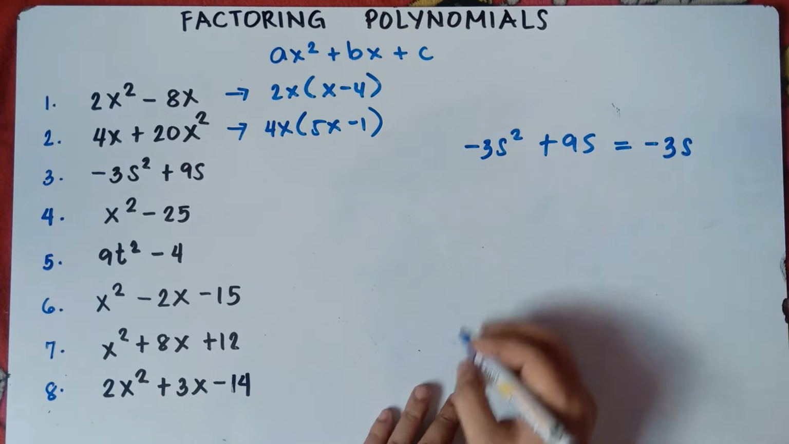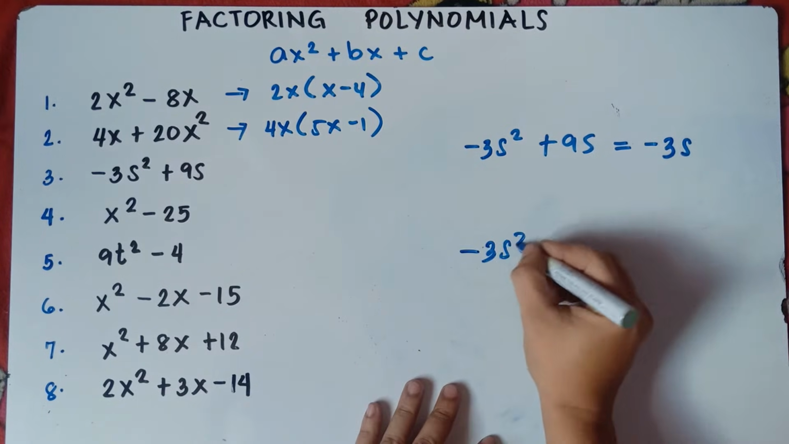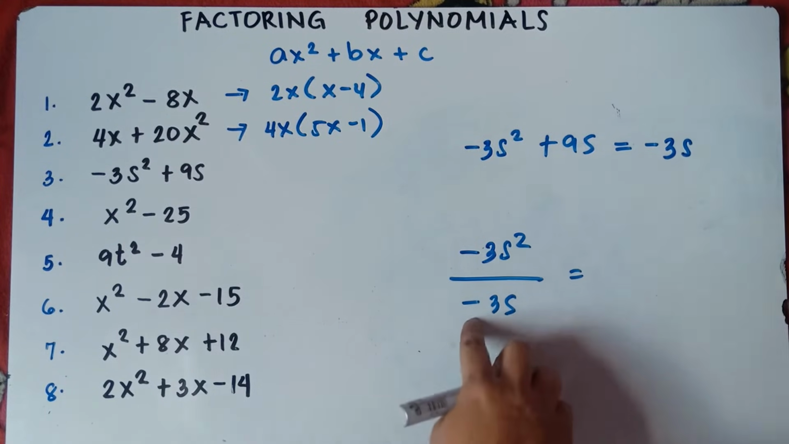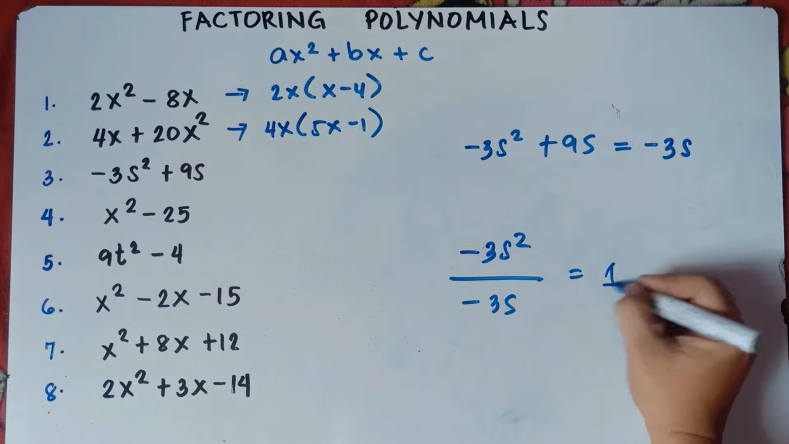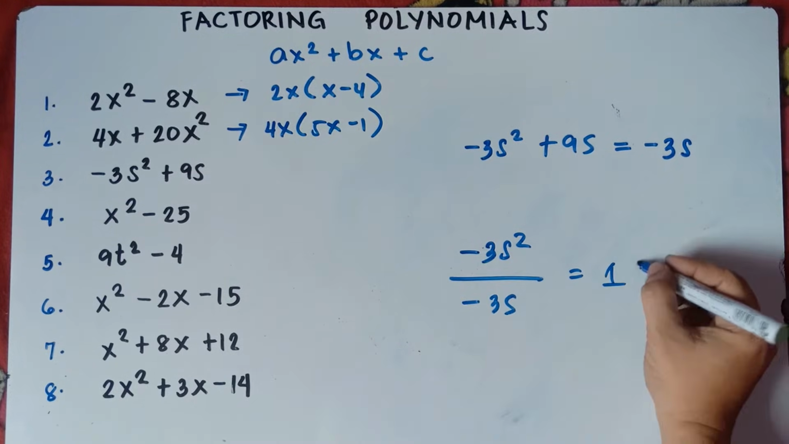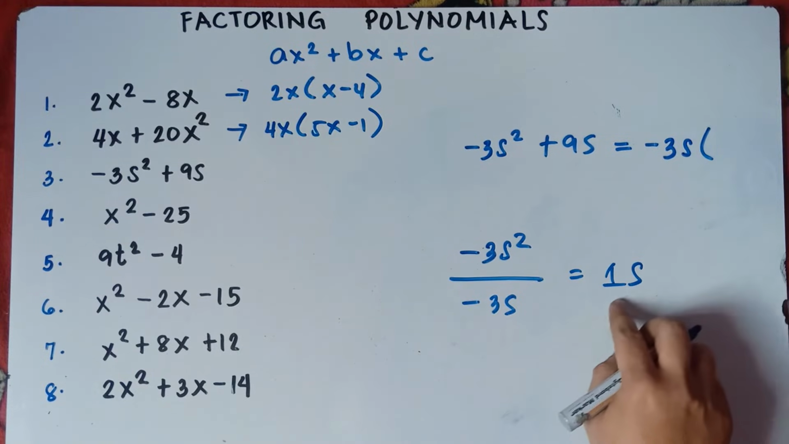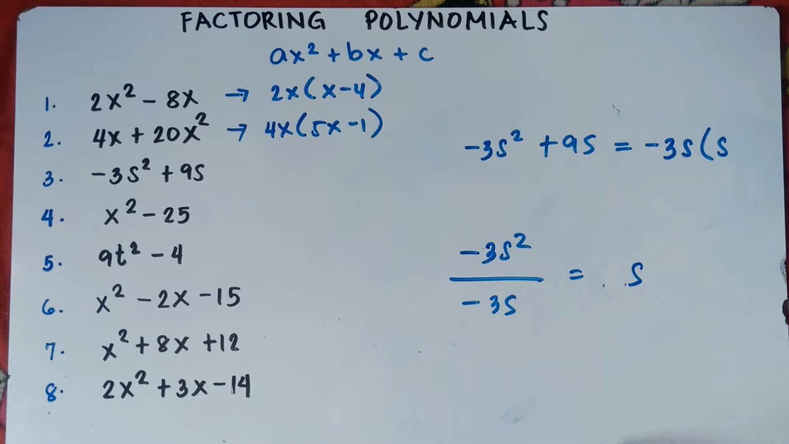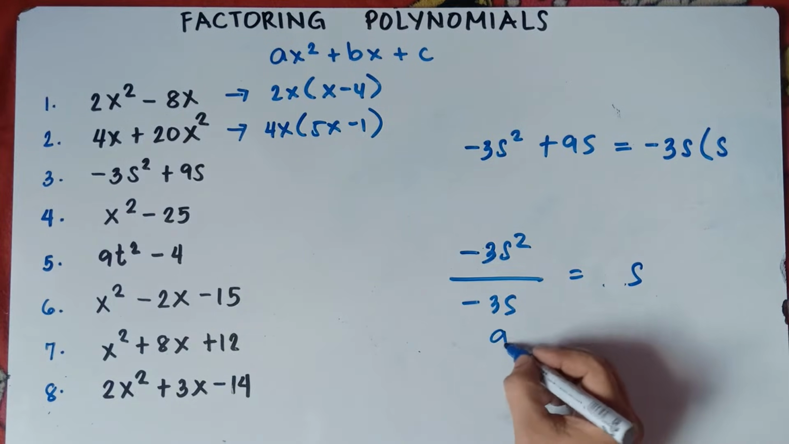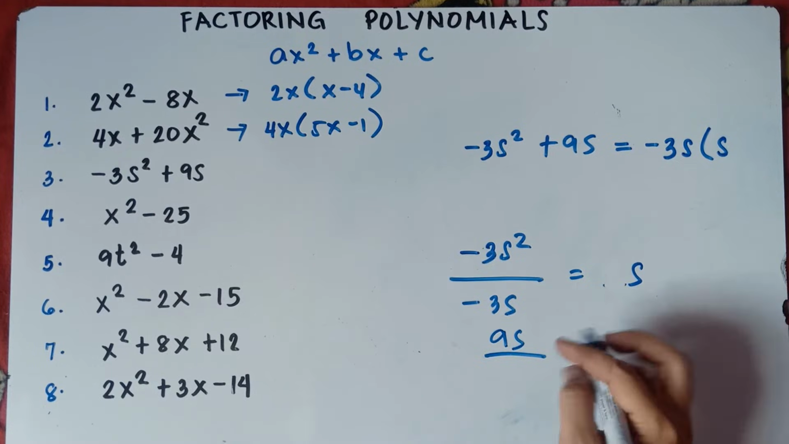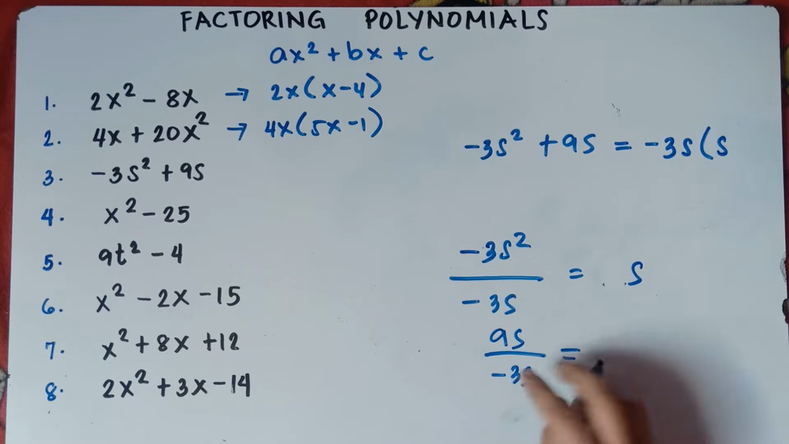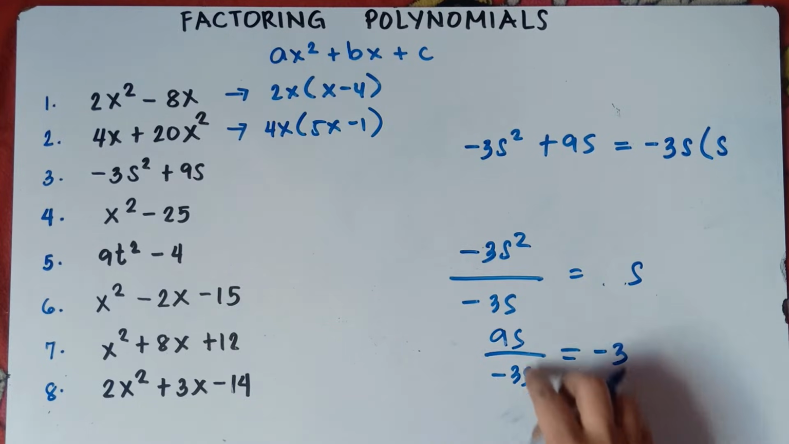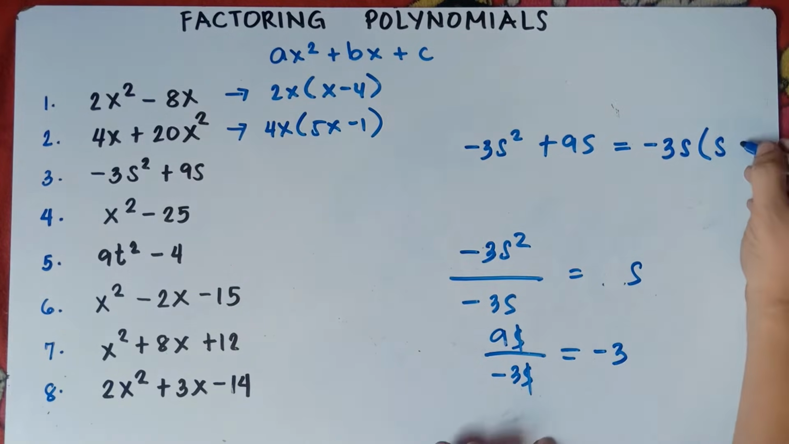So negative 3s. We divide negative 3s squared by negative 3s. Negative 3 divided by negative 3 is positive 1. S squared divided by s is s. So we can just simply erase the 1, since s is the same as 1s. Then positive 9s divided by negative 3s. Positive 9 divided by negative 3 is negative 3. S divided by s simply cancels. So this will be minus 3.